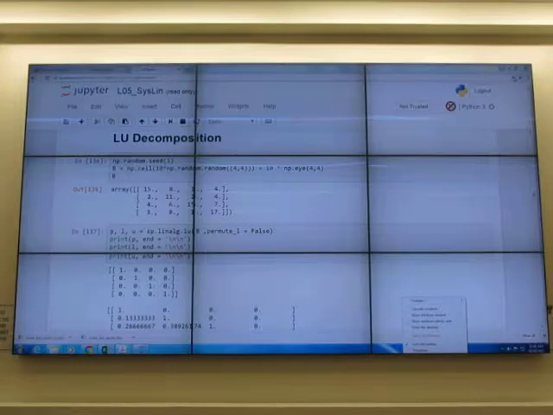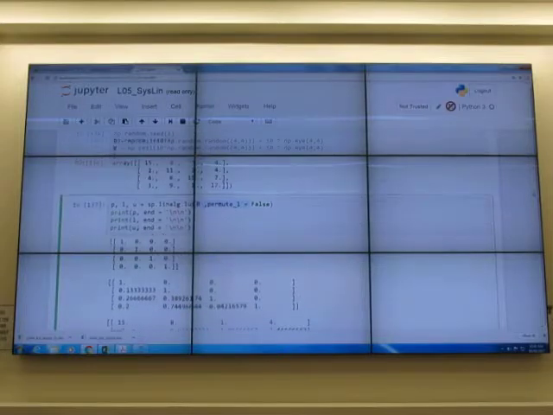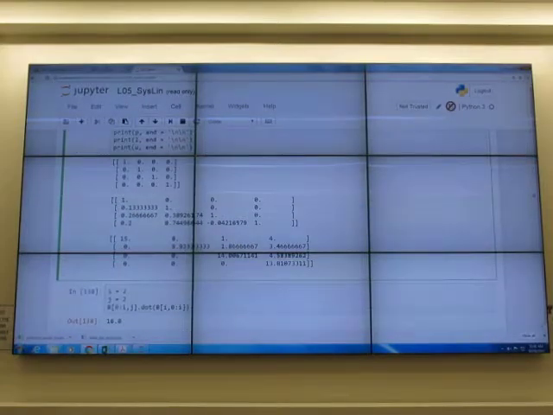LU decomposition, if we use scipy.linalg.lu of B, with permute_l equal to false, it returns this. It doesn't do permutation, it doesn't do row switching. The answer is a tuple, so I have three numbers to receive the answer, P, L, U, equal to scipy.linalg.lu. And it gives me P, it gives me L, and it gives me U. So the diagonal term of L is 1.